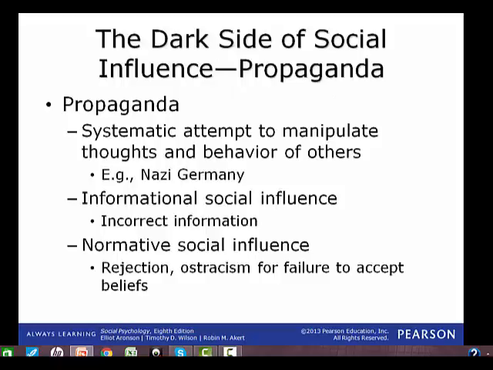So we've been talking about things like conforming in simple psychological experiments or studies, but sometimes conformity can be really, really dangerous, right? It says the dark side of social influence, like, for example, propaganda. Systematic attempts to manipulate the thoughts and the behaviors of others. So sometimes people think about something like Nazi Germany here. We can look back on that horrible time in our history and we can think, how could anyone go along with that? How could anyone agree with the kinds of things that were being done? But you have to think about the situation for those individuals.